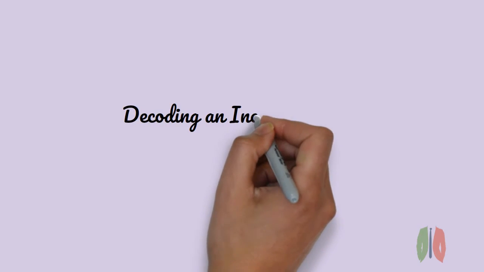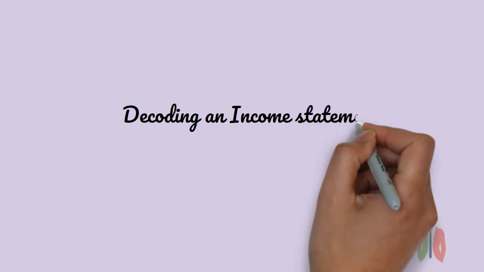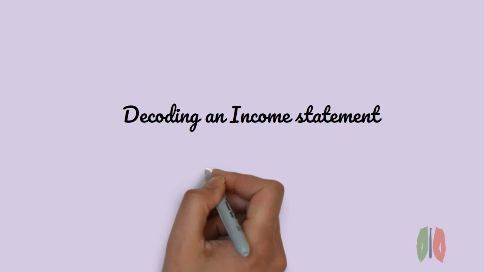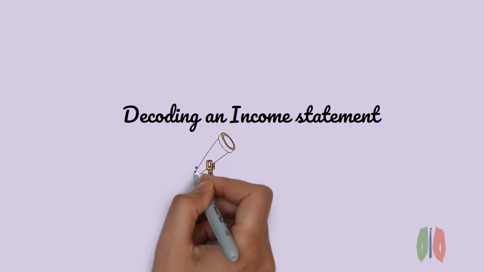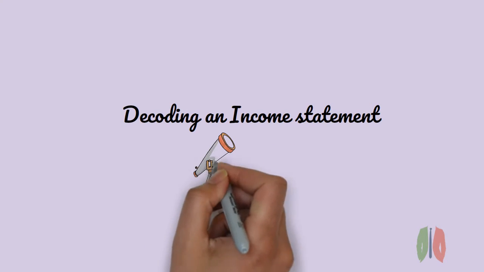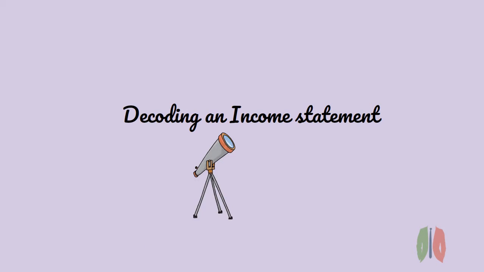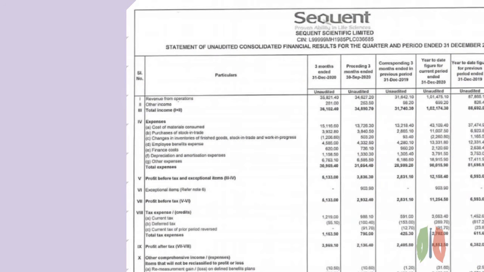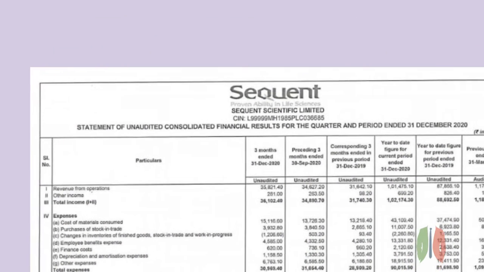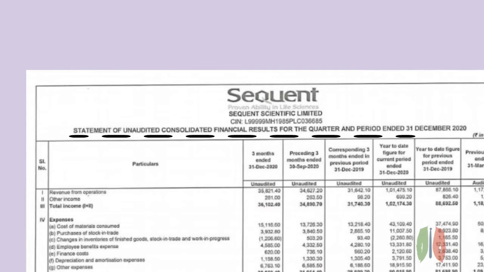Welcome back, friends. In the last video we have seen how to read an income statement. In this video we will see what an income statement tells us and what it means. So far we have seen the standalone result of Sequence Scientific Limited. Here we will see the consolidated result, which includes the results of 23 companies which come under Sequence Scientific.